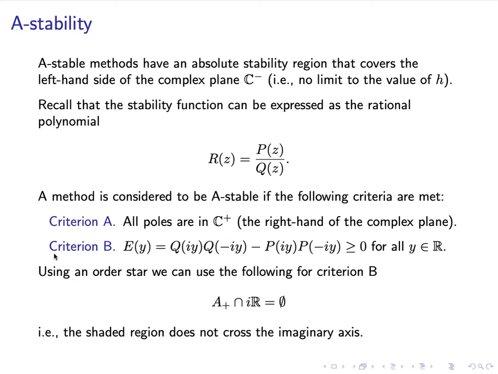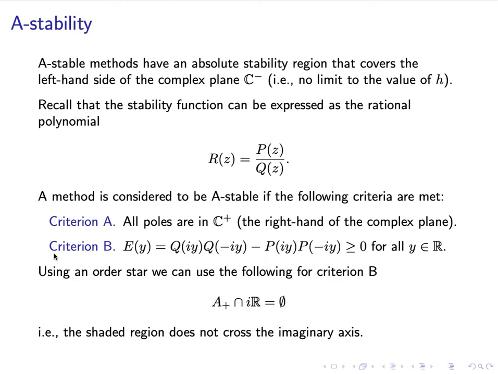Another property of order stars is that it allows us to quickly determine whether a method is A-stable or not. The definition of A-stability is that the region of absolute stability covers the whole left-hand side of the complex plane. What that means is there's no limit to the value of the step length h for our method to remain stable.